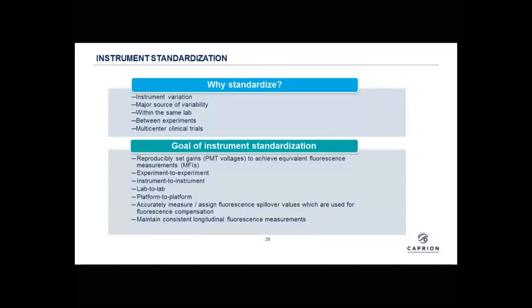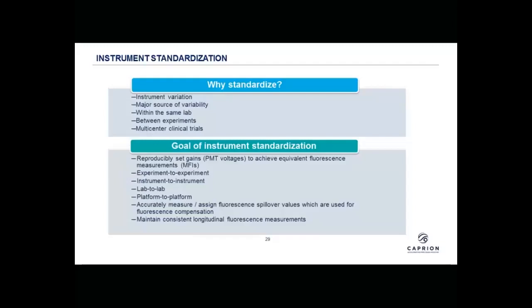So let's talk about instrument standardization. Why standardize? Well, instrument variation is a major source of variability in flow cytometry. You can have it within your lab, between experiments, and when we go to multi-center clinical trials, it's a huge source of variation. So this is something that we want to control. The goal of instrument standardization is simple: to reproducibly set your gains to achieve equivalent fluorescence experiment to experiment, so that could be on the same machine, instrument to instrument, lab to lab, or even platform to platform.